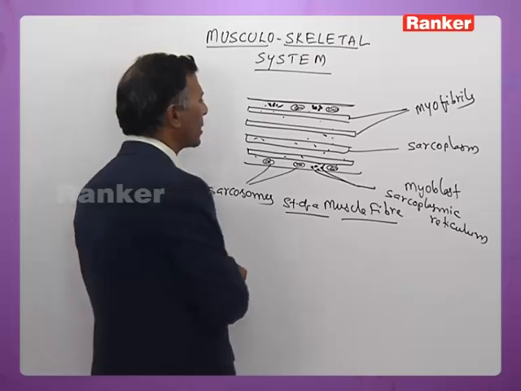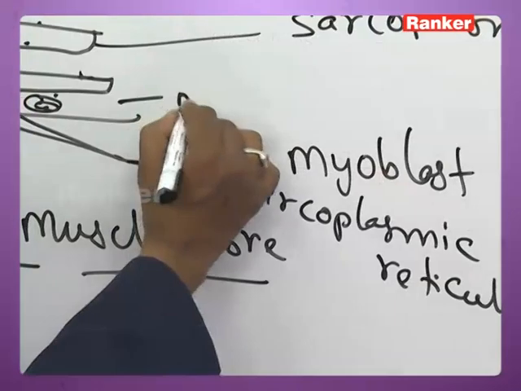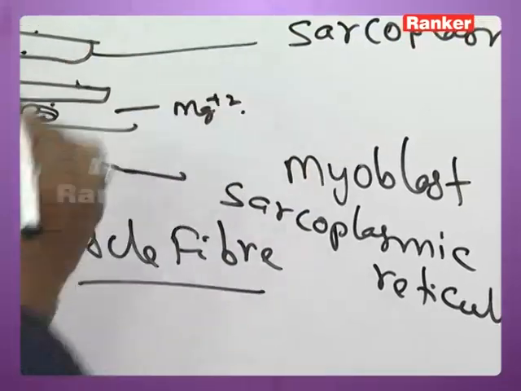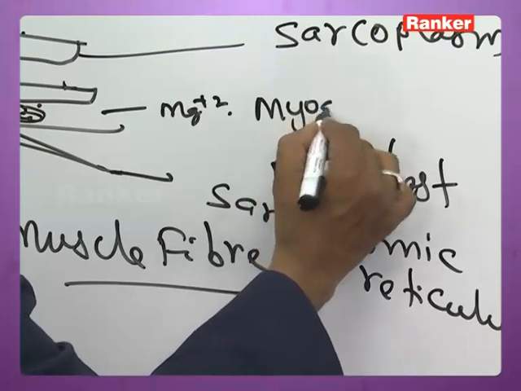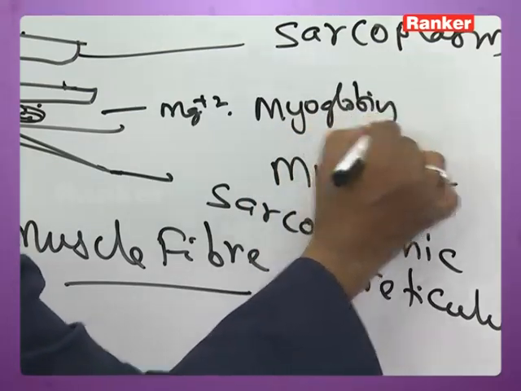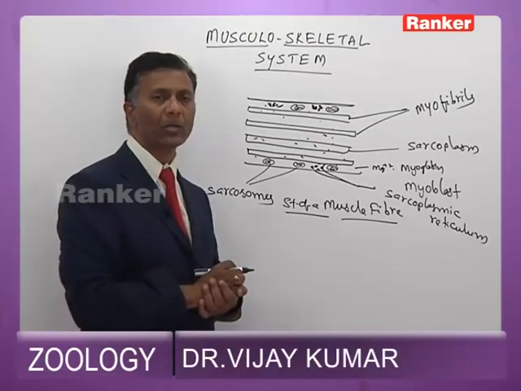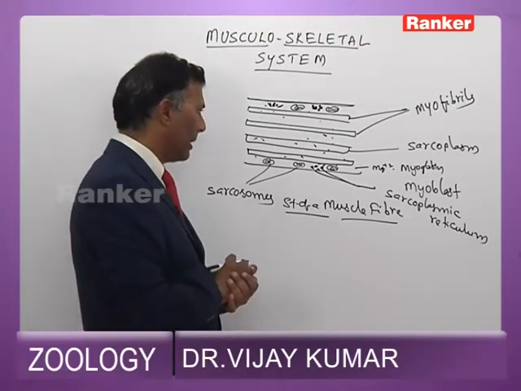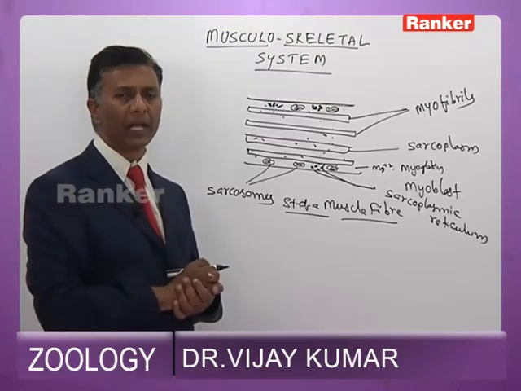Then within the sarcoplasm, there are magnesium ions, Mg2+. Apart from this, in certain muscle fibers a respiratory pigment called myoglobin is also present. Remember, the mitochondria are known as sarcosomes and the endoplasmic reticulum is called sarcoplasmic reticulum.